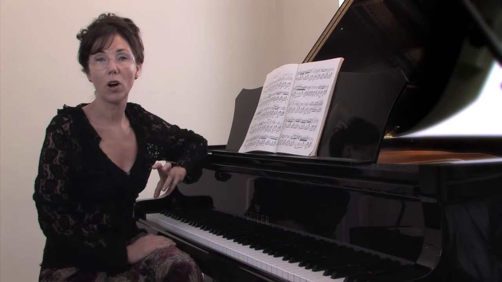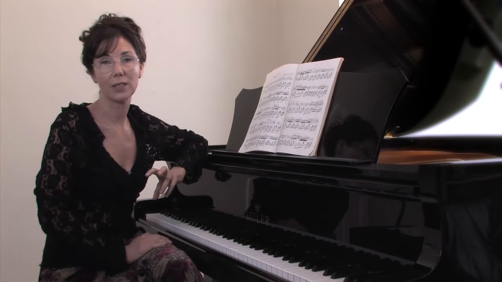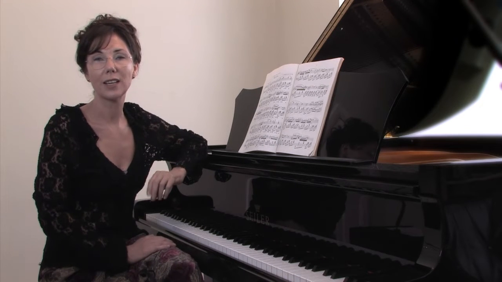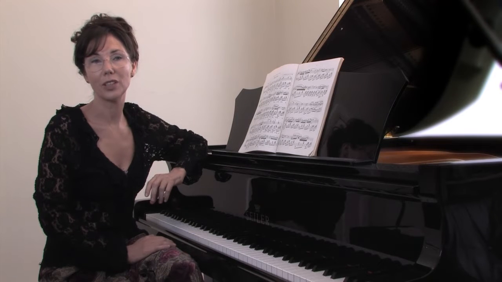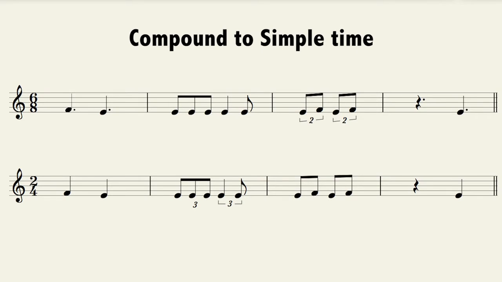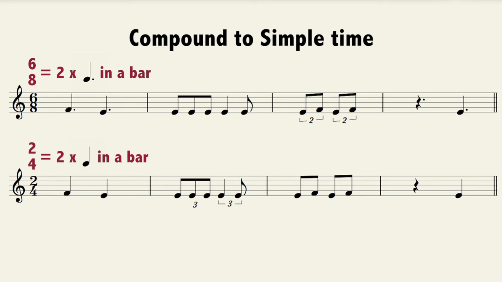Let's take an example of a compound time signature and see how we can change that into a simple time signature. The example we're going to look at is in 6/8 time. The first thing we have to do is decide how many beats there are in a bar in 6/8 time and what sort of beats they are. By sort of, I just mean what the note value of those beats are. So in 6/8 time, we find that there are 2 dotted crochet beats in a bar. This is very important for you to understand if we're going to answer this question.